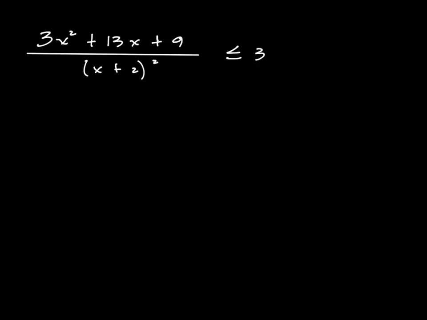With rational inequalities, we need to get everything on one side, so we don't want to try multiplying both sides by a denominator in case we're multiplying by 0, or if it's negative, we would have to switch the inequality. Since we don't know that, we're going to try to get everything on one side and work from there. So the first step will be to subtract 3.